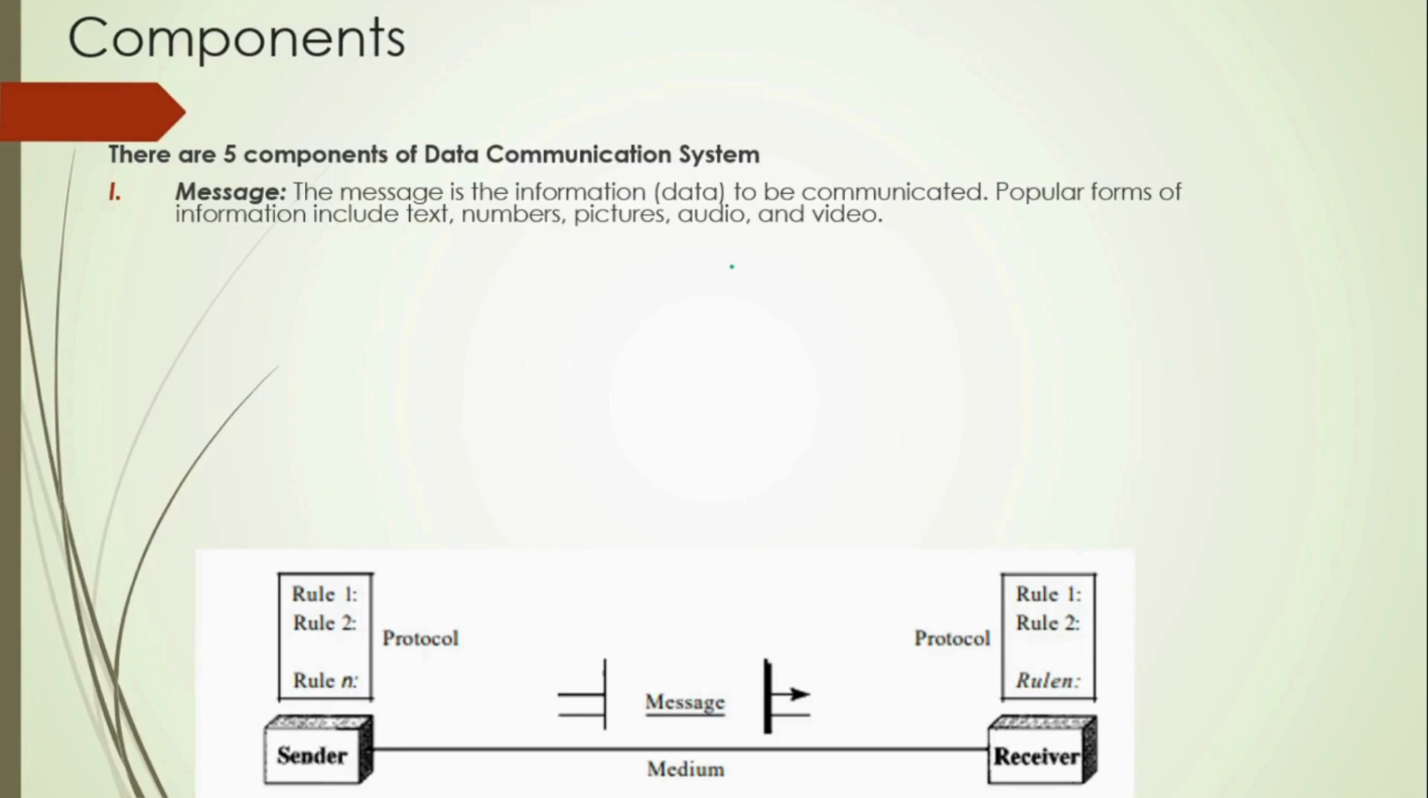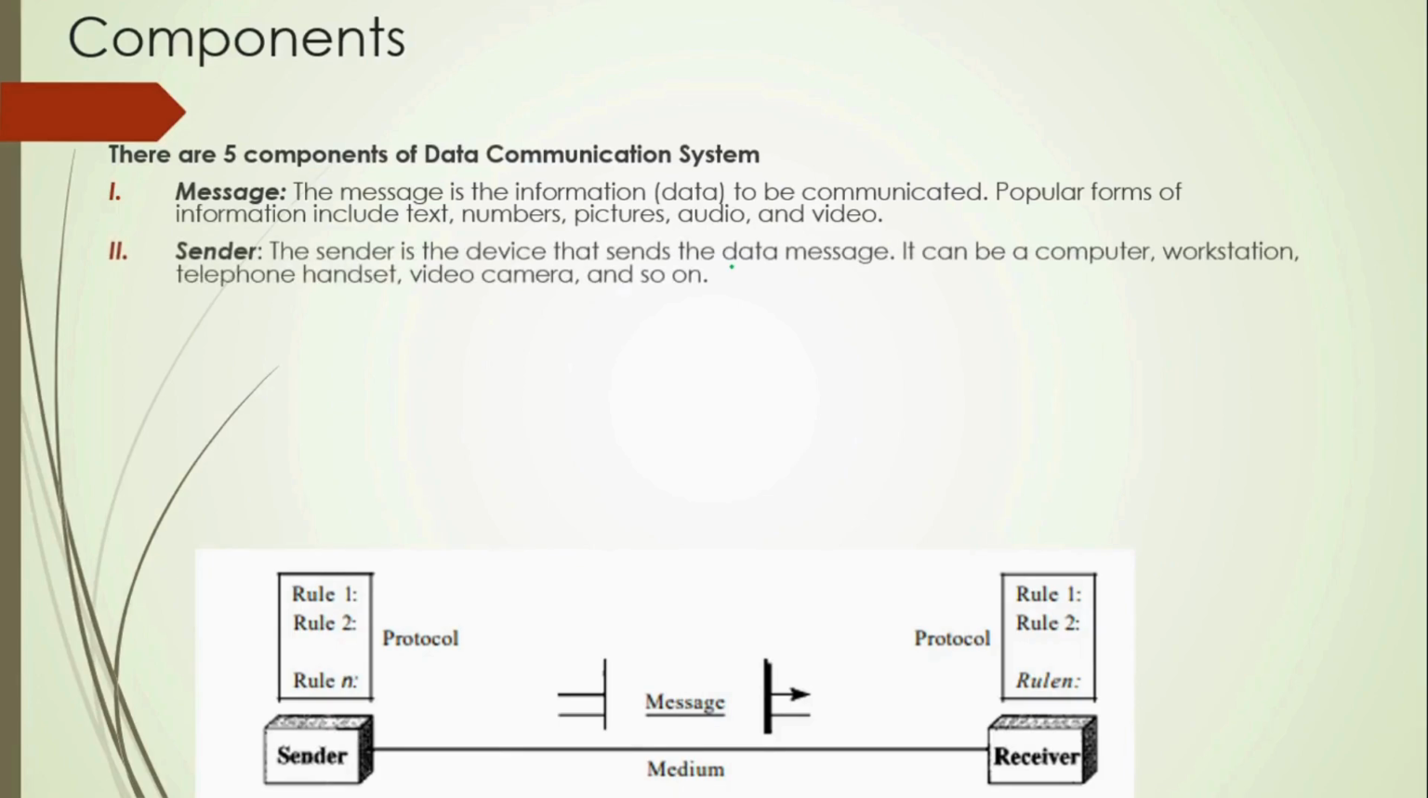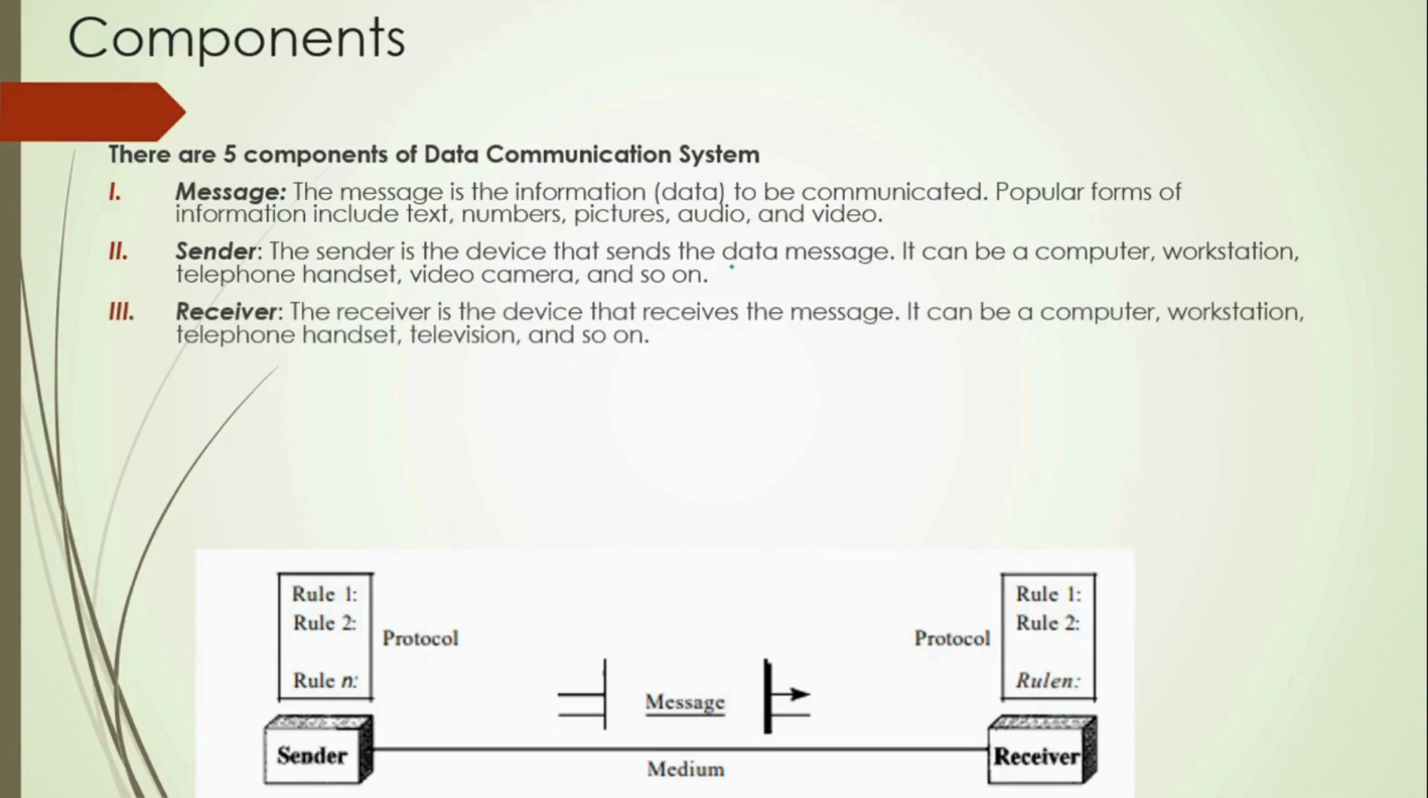The next one is sender. Sender means if you want to send a message to your friend, in this case you are the sender. That means you want to send that message. The next one is receiver. The friend that you want to send the message to is known as the receiver because he will receive the message that you have sent to him.